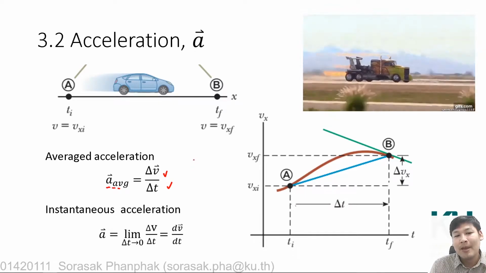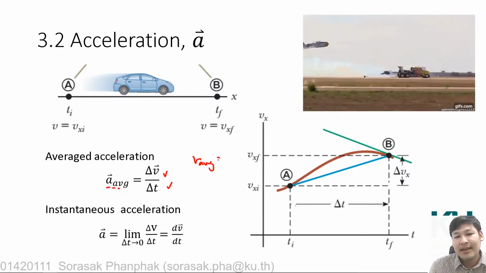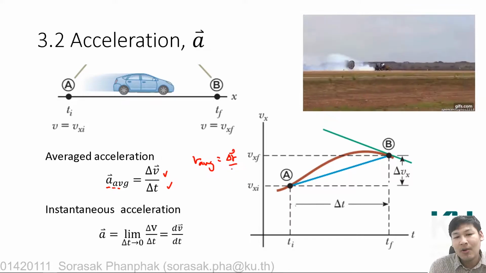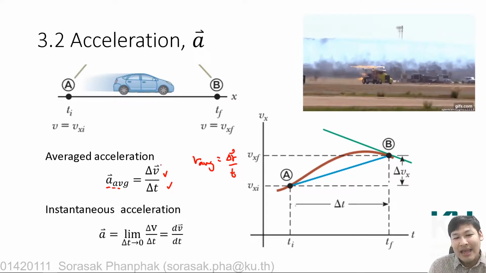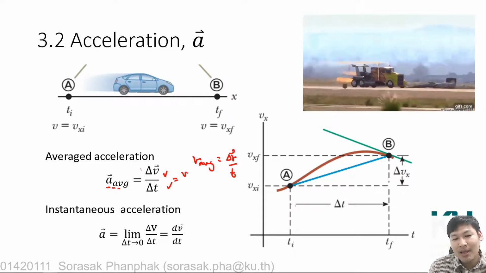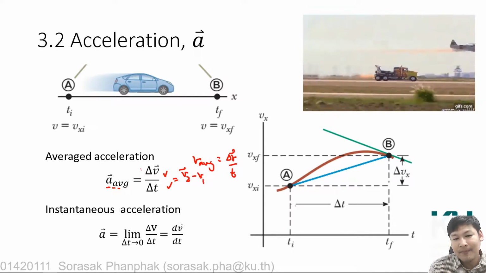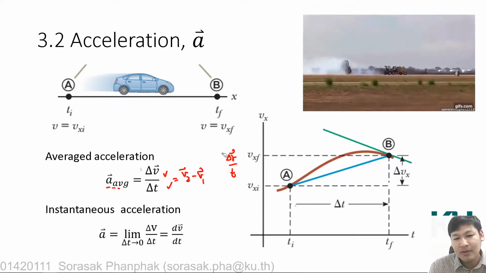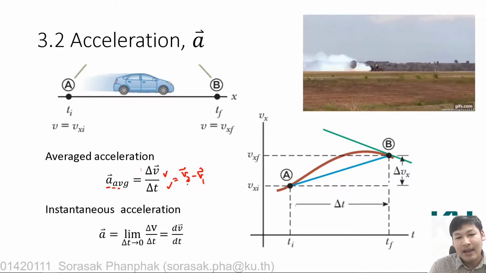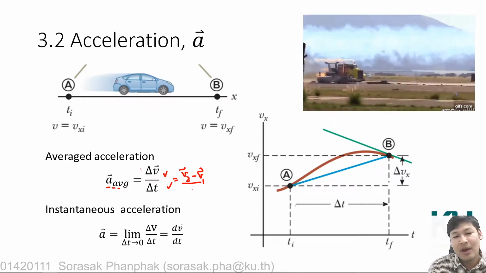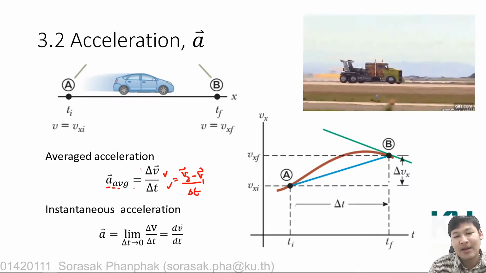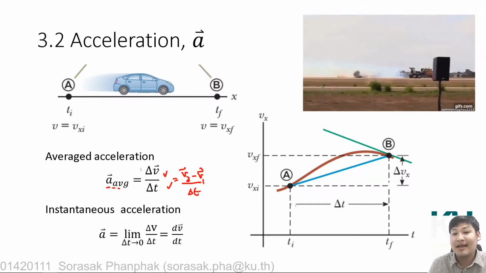Just like the average velocity is the displacement over time, the difference between V2 and V1, divided by T, is the average acceleration.